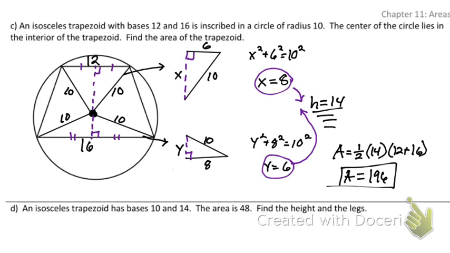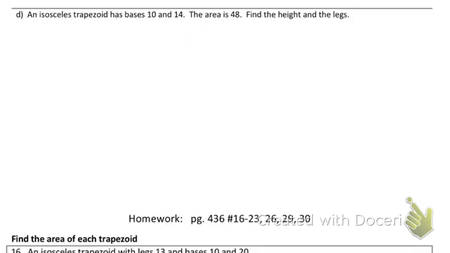We got one more to do, and then you'll be free to work on your homework. An isosceles trapezoid, its bases are 10 and 14. The area is 48. Find the height and the legs. Do I need to draw a picture to find the height? No, we just need the formula. We're going to draw the picture, don't worry. But just remember that area equals 1/2 your height times base 1 plus base 2.